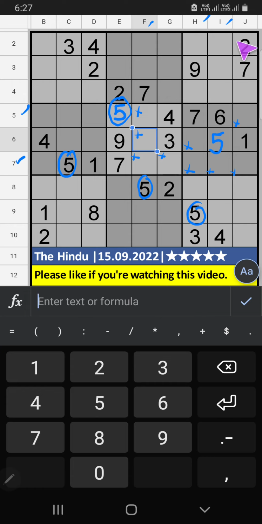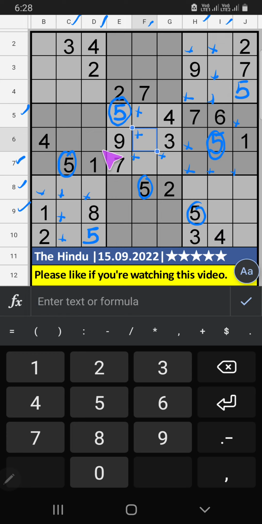Column H, column I, we have 5. So 5 can't come in these cells. Then 5 is confirmed here. 8th row and 9th row, we have 5. Column C also we have 5. So 5 can't come in these cells. Then 5 is confirmed here.